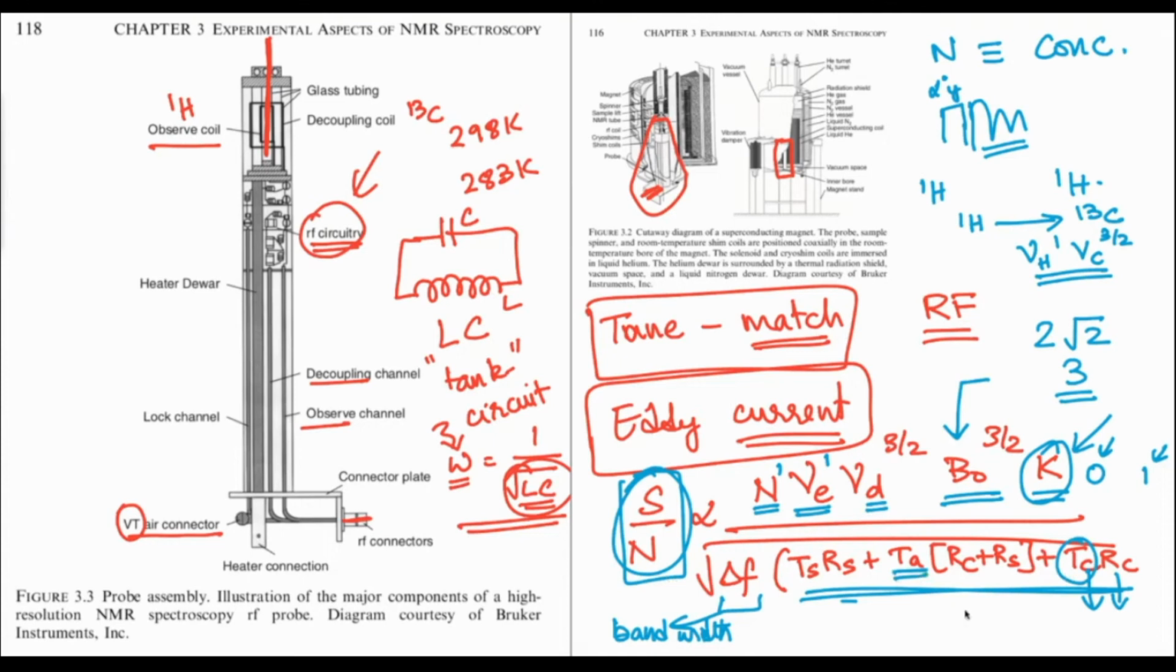And also you have the temperature of the amplifier. If you might remember in the block diagram, I mentioned the preamplifier. If you are able to cool the preamplifier, you get better sensitivity. This is also done routinely in solution state NMR spectroscopy nowadays.